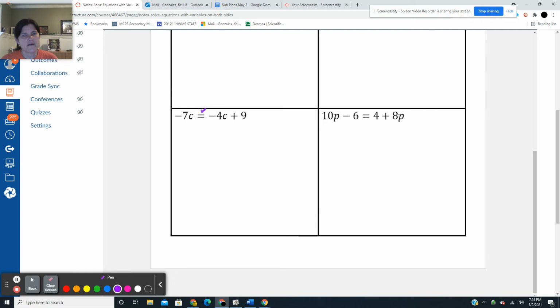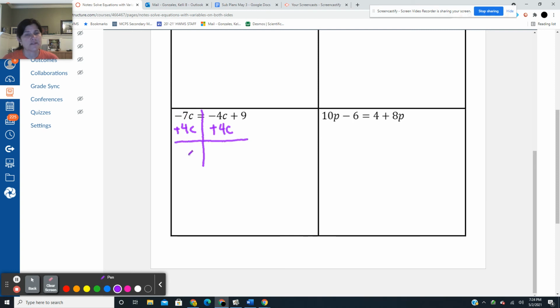When you have a situation where this variable is the only thing on one side, you're going to want to move the variable that's attached to the number, because then you won't end up with a 0 on one side. So instead of taking away negative 7c, I'm going to take away the negative 4c. And so the opposite of negative 4c is plus 4c. And if I add 4c to one side, I add 4c to the other side.